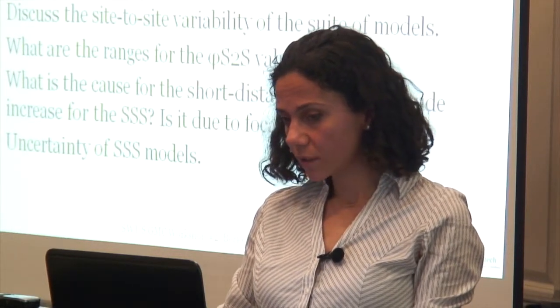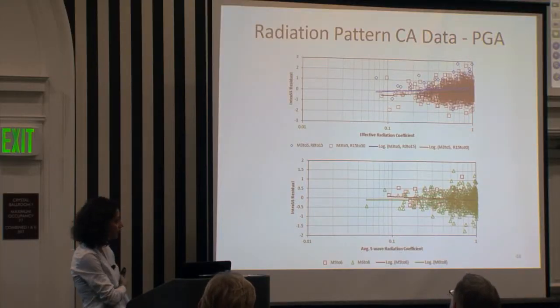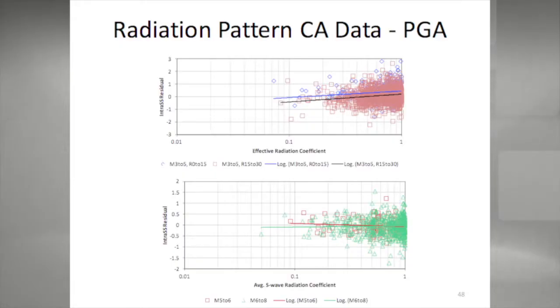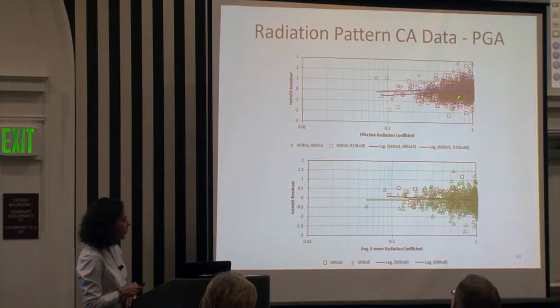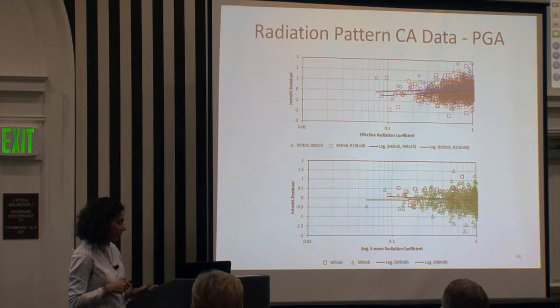So what I tried to do is to plot the within-event residuals versus this radiation pattern and grouped by these magnitude distance ranges. So this is here for M3 to 5. The blue under this one is distance 0 to 15 kilometers, and the red is 15 to 30 kilometers. And we can see some trend of the residuals with increasing radiation coefficient. This is for magnitude 5 to 6 and 6 to 8, and not much trend is observed.